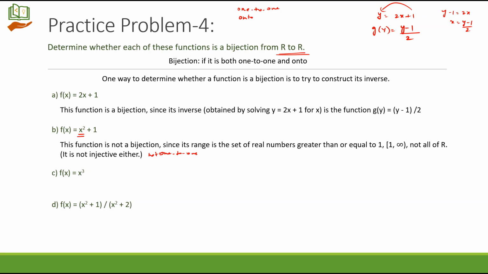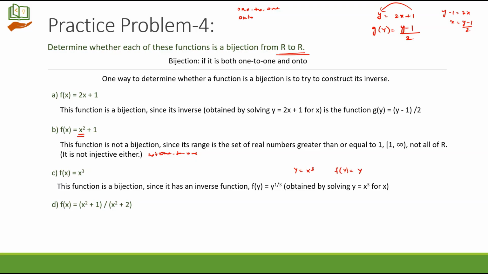Next one, f(x) = x³. This function is a bijection since it has an inverse function. How do we find the inverse? Let's take y = x³. The inverse will be taken as y^(1/3). By solving y = x³ for x, we get y^(1/3). So there is a possibility to compute the inverse function. So we are going with bijection.